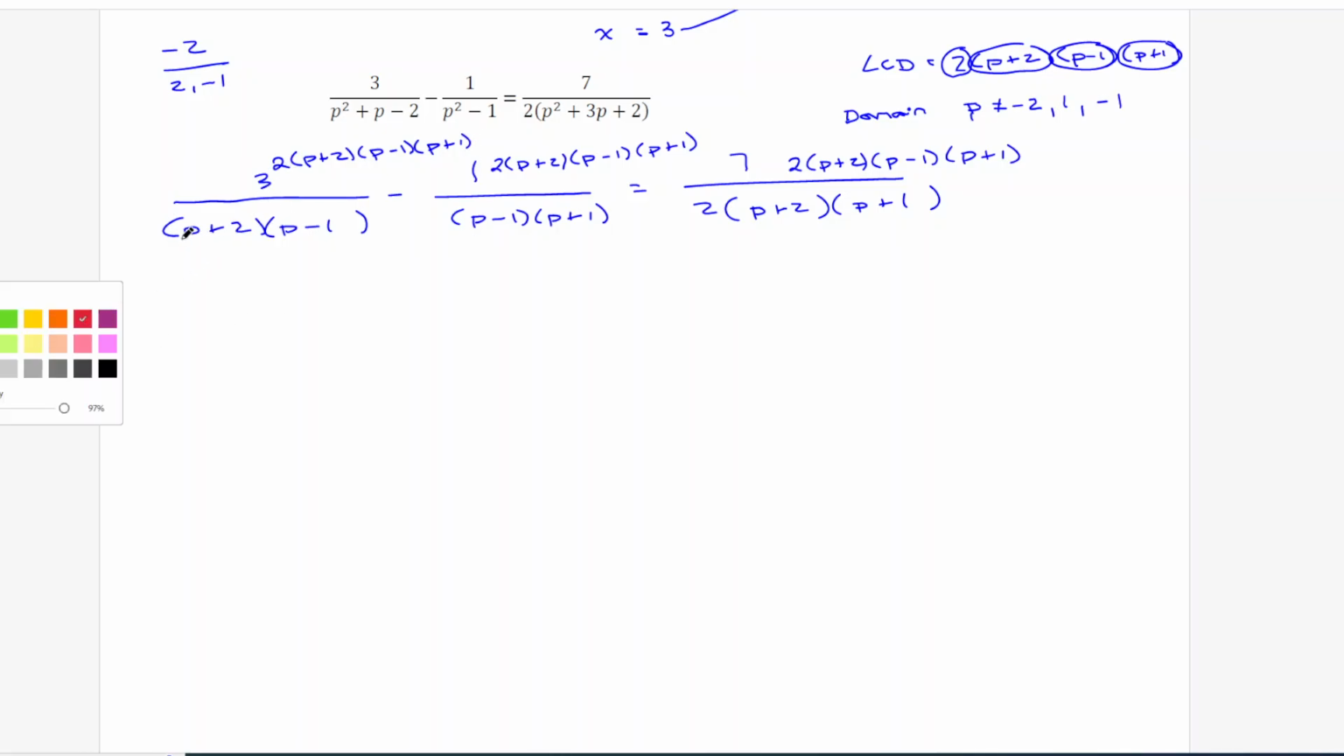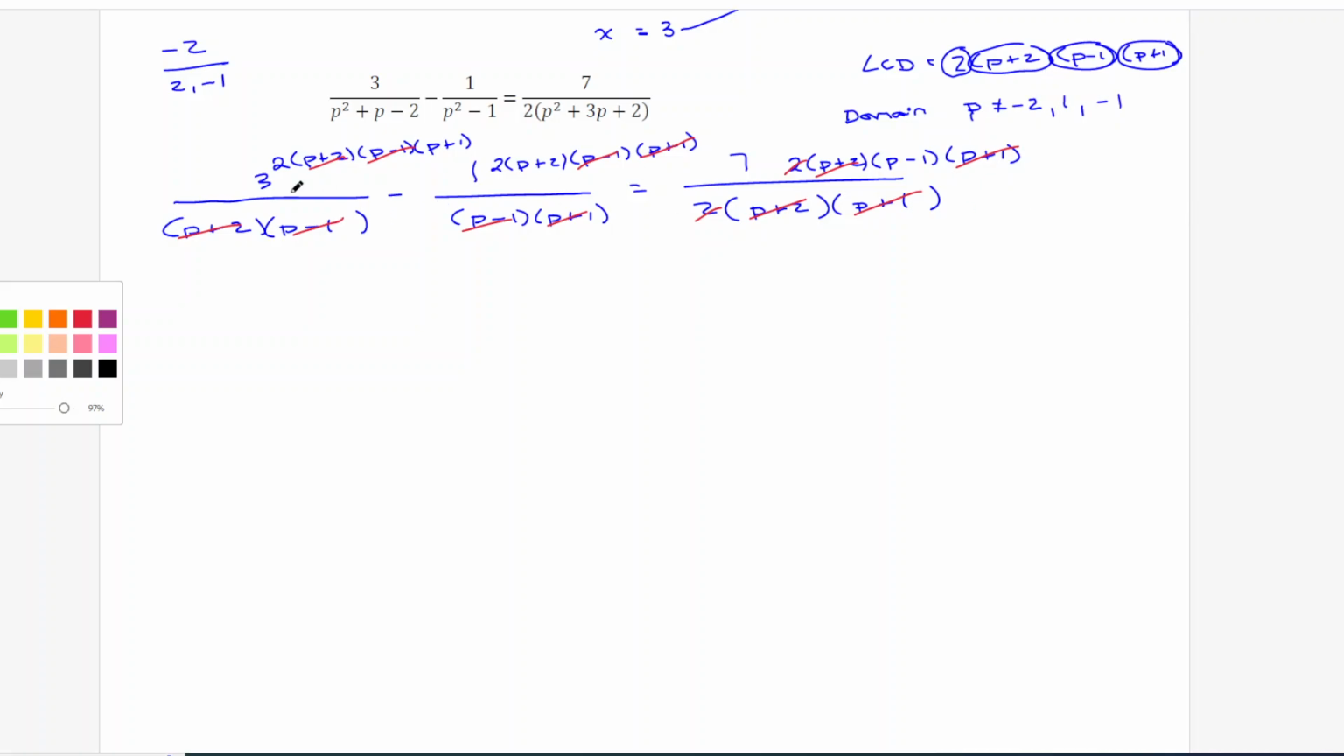So for this one, I get to get rid of the p plus 2 and the p minus 1. So the only things I need to multiply by are 2 and p plus 1. For this one, I get to get rid of the p minus 1 and the p plus 1. So I just have to multiply by the 2 and the p plus 2. And then for this one, I get rid of the 2, the p plus 2, and the p plus 1. So let's see what's left.